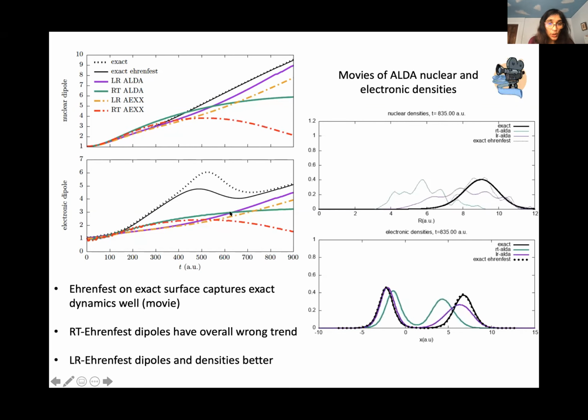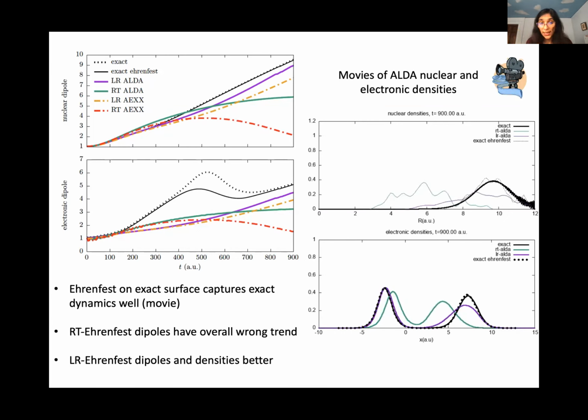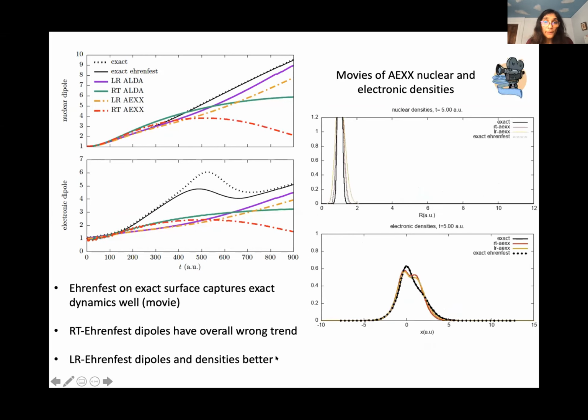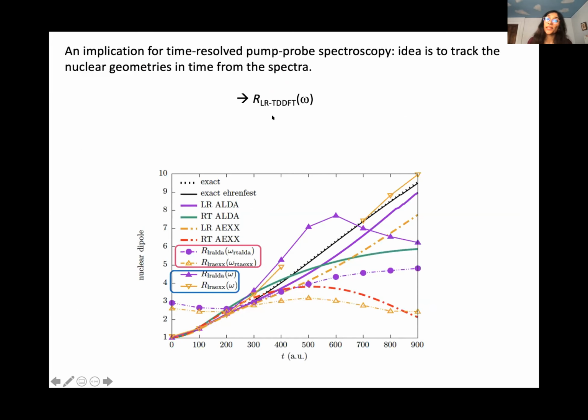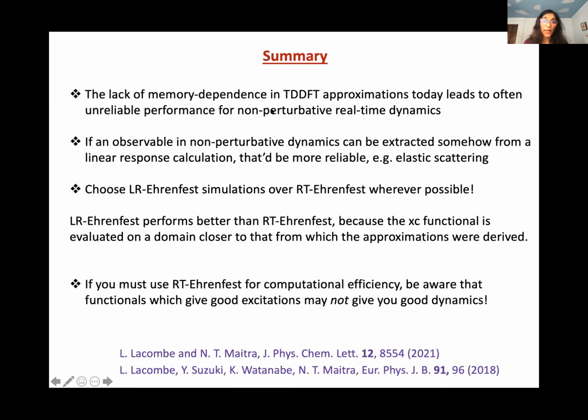The electronic dipole, there's sort of an underestimation here to do with the character of the state, actually, electronic state. But again, the trend here is much better, and it's not like the real time is any better, actually, here. Okay, so, I will just mention very briefly, it has some implications for pump probe spectroscopy. I can talk about that if you're interested and if you have questions, but I guess I should summarize.